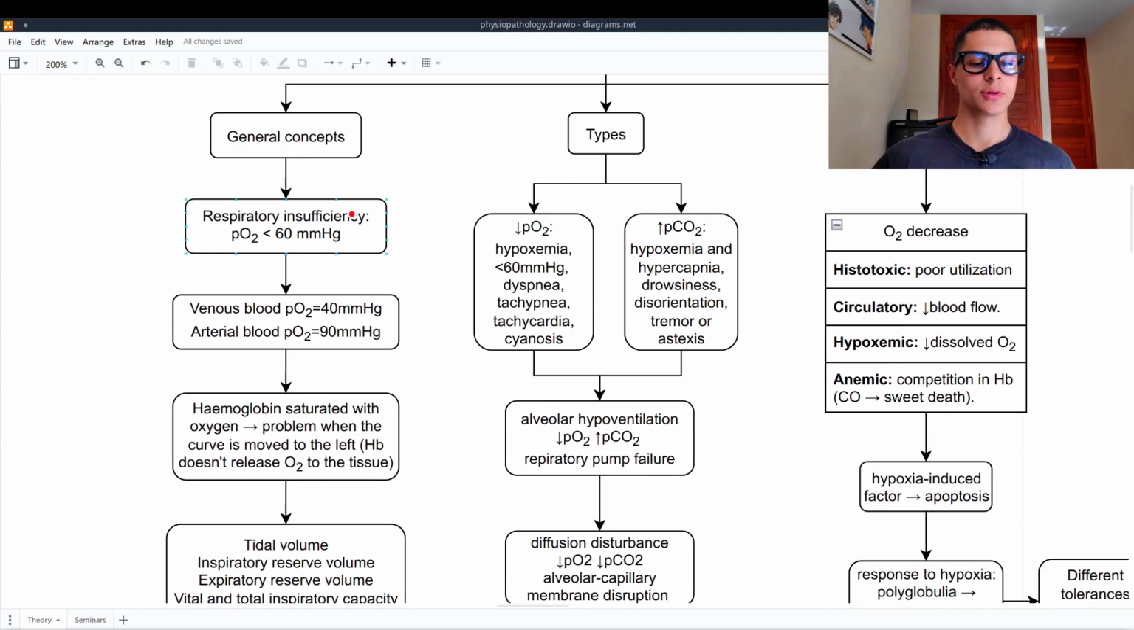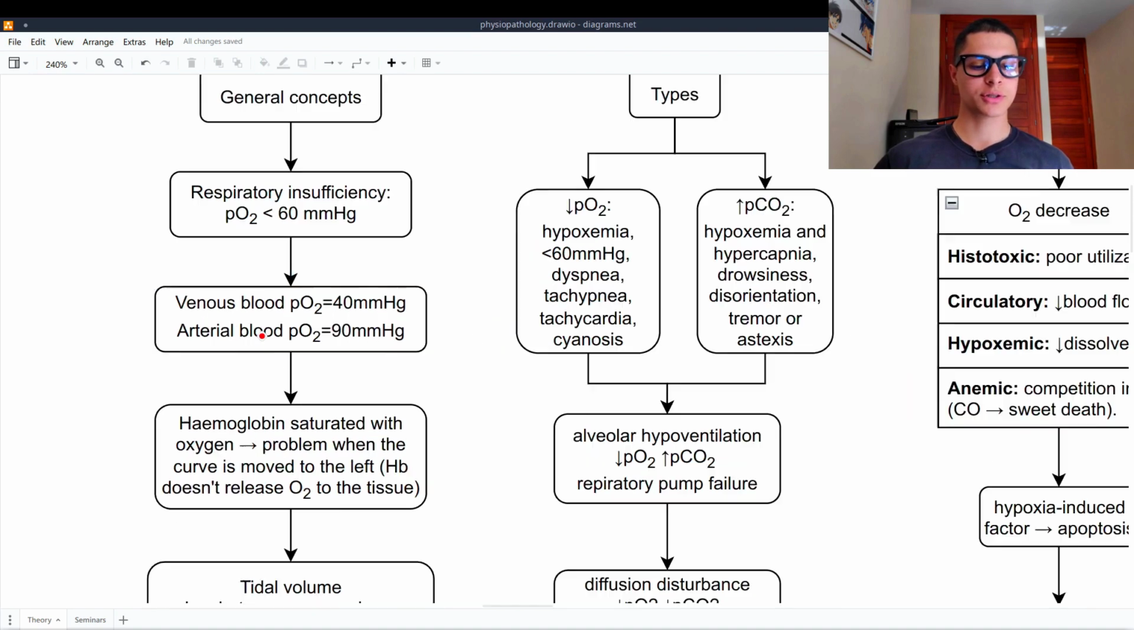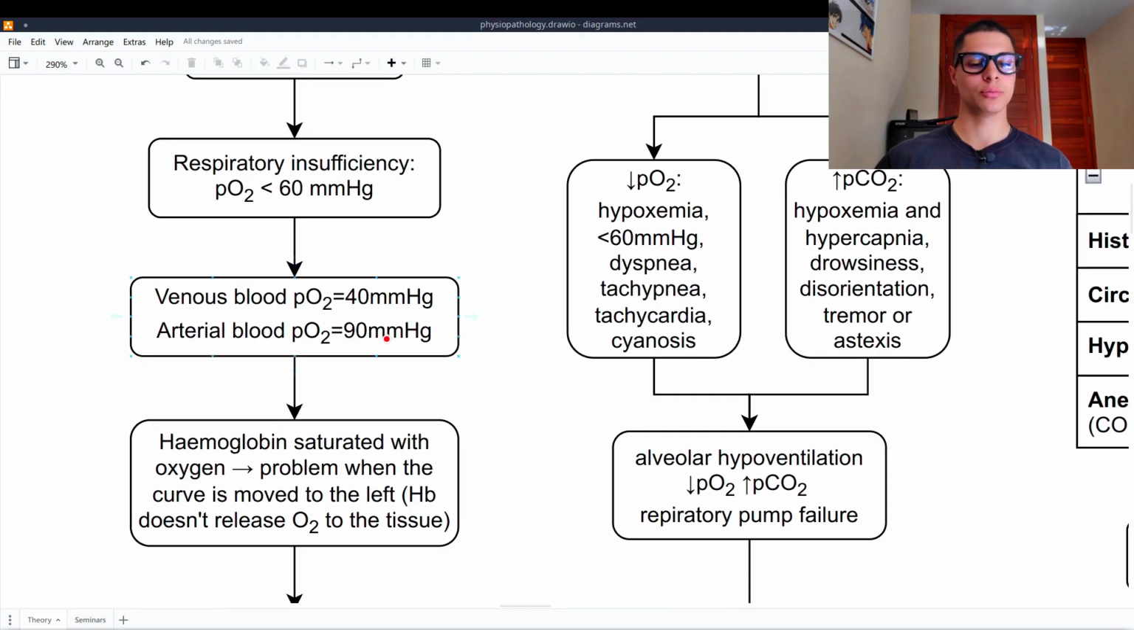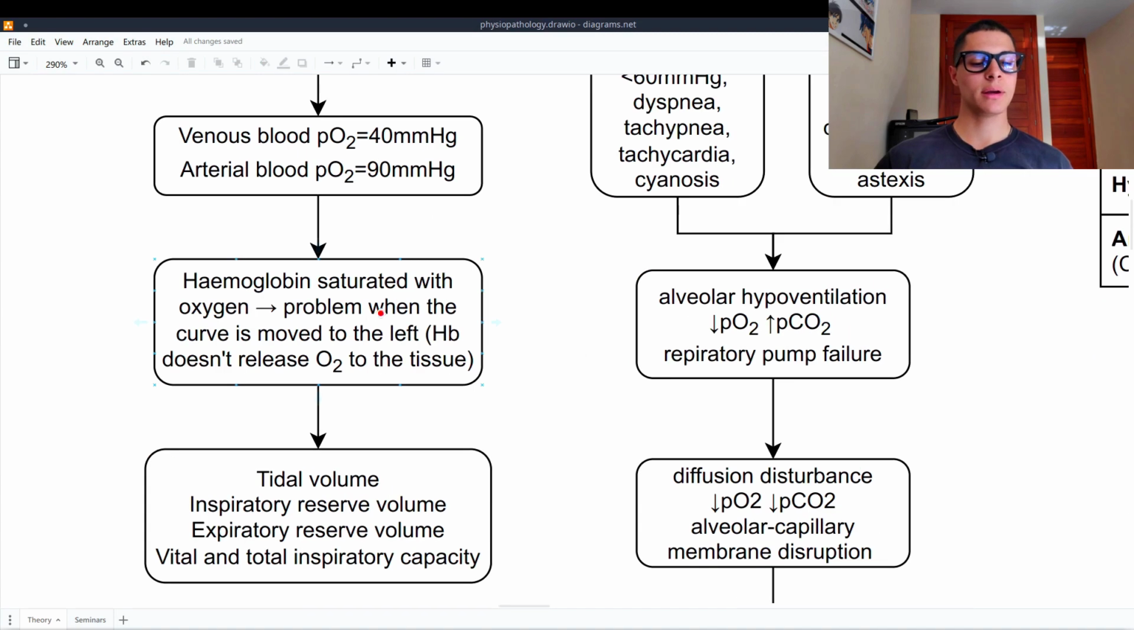General concepts. Respiratory insufficiency is when we have an oxygen pressure below 60 millimeters of mercury. The venous blood has 40 millimeters of mercury in oxygen pressure, whereas the arterial blood, which contains the oxygen to give it to the whole tissues of the body, has a pressure of oxygen of 90 millimeters of mercury. Hemoglobin is saturated with oxygen. Hemoglobin is the molecule that transports the oxygen.